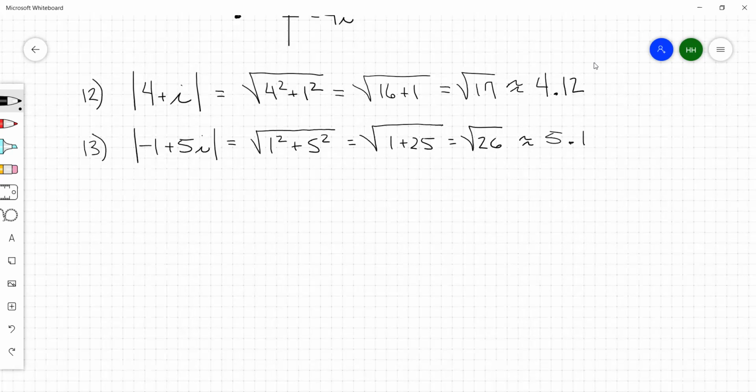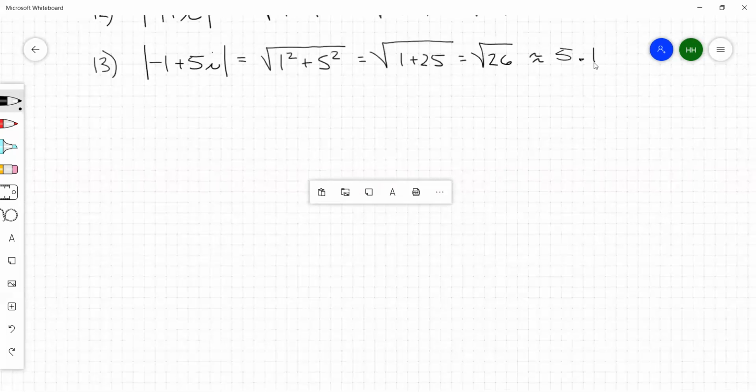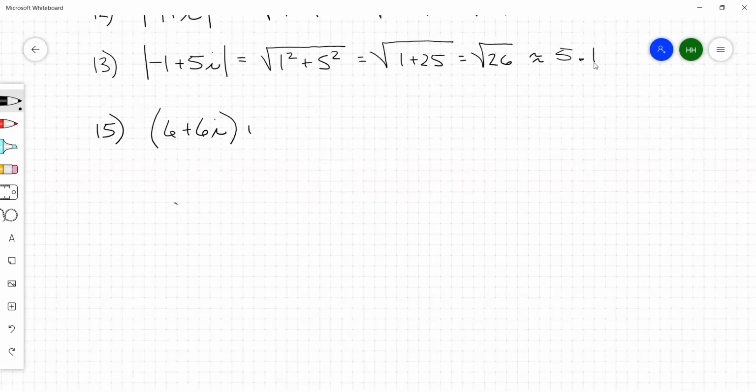I'll let you do 14 on your own. And then if you flip your study guide over, there's 4 more practice problems on the back. And number 15 is simplifying the expression. We got 6 plus 6i plus negative 6 minus 4i.